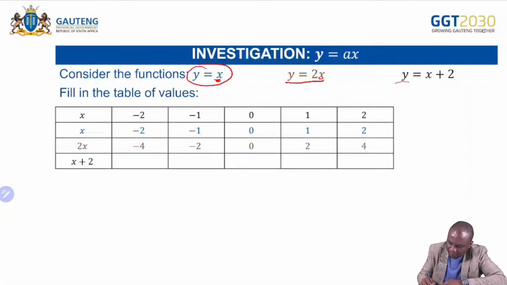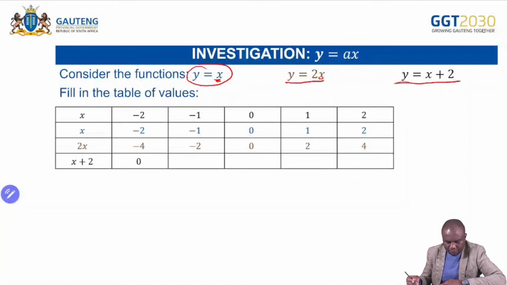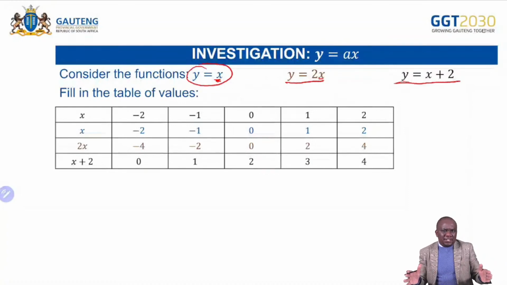And then the last one. Where there's x, we put negative 2. Negative 2 plus 2 is 0. Negative 1 plus 2 is 1. 0 plus 2 is 2. 1 plus 2 is 3. 2 plus 2 is 4. So this is our table of values for all the 3 graphs.